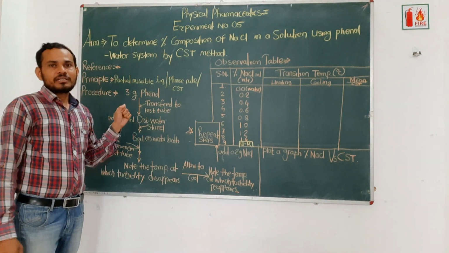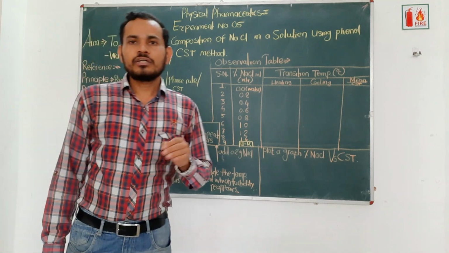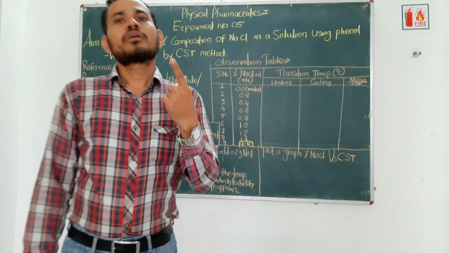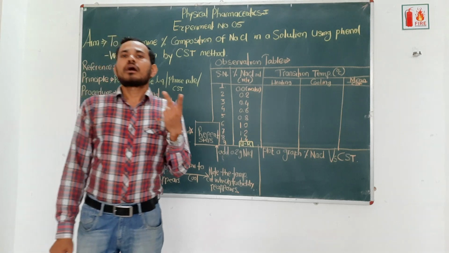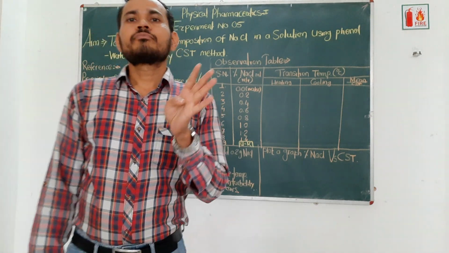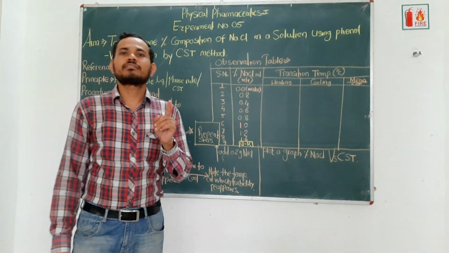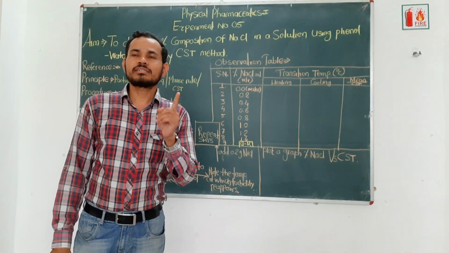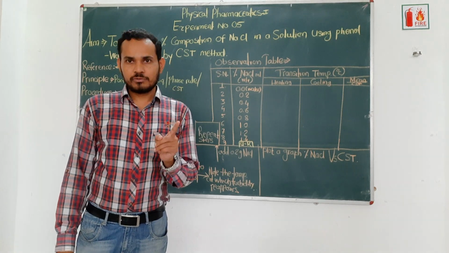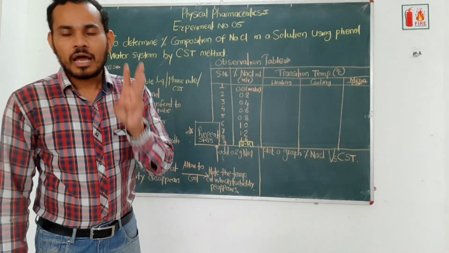What are the requirements that we need to perform this practical? We need a boiling test tube, a calibrated thermometer, a tripod stand, and a boiling water bath. Apart from that, we need certain chemicals. The chemicals required are NaCl, previously dried NaCl, then distilled water and phenol.